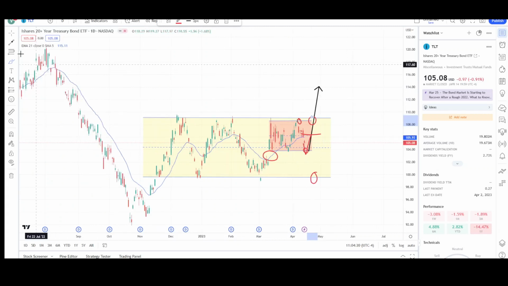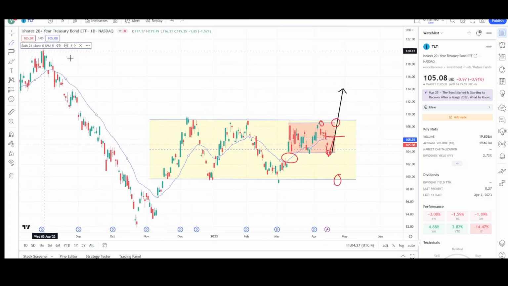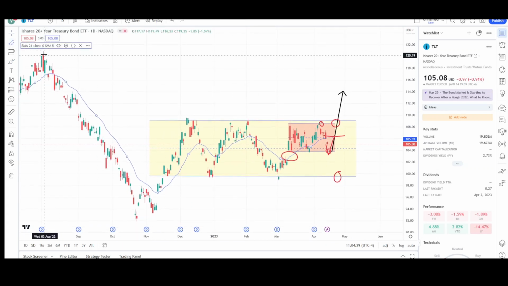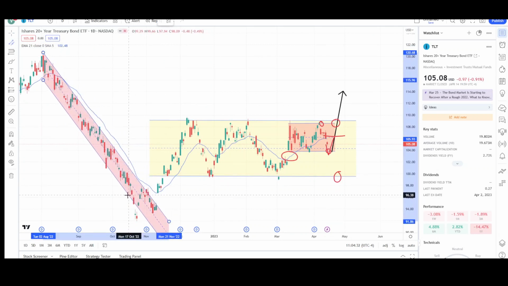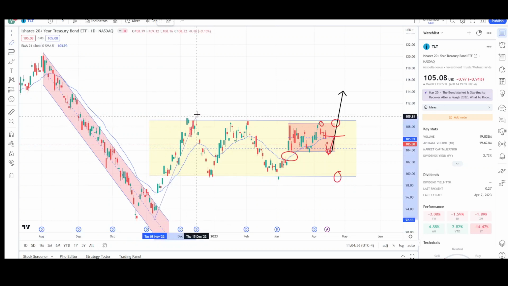We're kind of just going sideways because we have kind of like the bulls and bears played out, meaning you can see there was this prior downtrend and uptrend in play. This was the prior downtrend in play, and this was the prior uptrend in play.